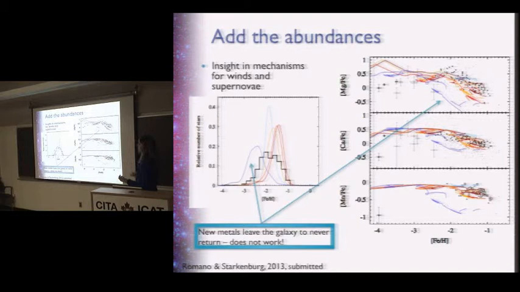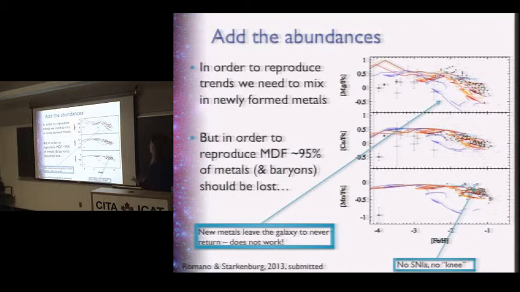So the point is that in order to reproduce the trends, we need to mix in newly formed metals with the medium before they are expelled from the galaxy. However, in order to reproduce the metallicity distribution function, we need to lose a lot of metals in order to not become too metal rich. So there's an interplay between these two things. And I guess the main point I want to emphasize is that we start to have enough data now and enough understanding to constrain these two things together.